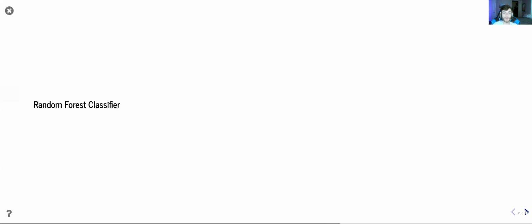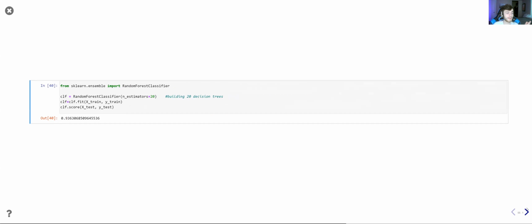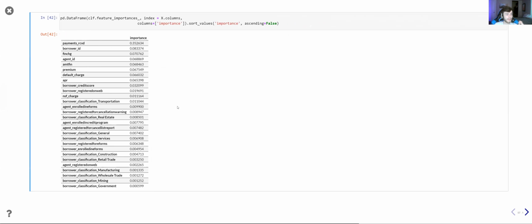Into random forest classifier, this does the same thing as a decision tree, except it uses multiple different decision trees to figure out which one is going to work the best. And we can see with that we have 93.63% accuracy, the best so far, and spoiler alert, the best model in general. When we look at that, we can see which variables are considered most important with the random forest classifier, and those are payments received, borrower ID, and finance charges.